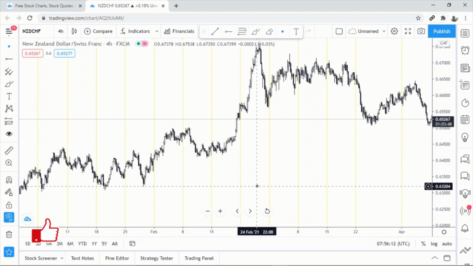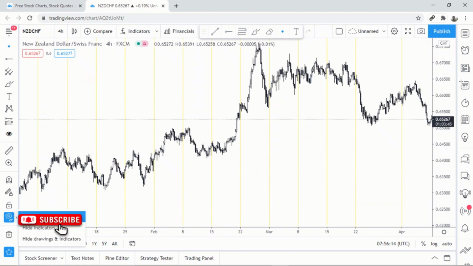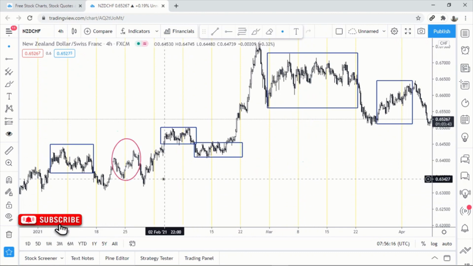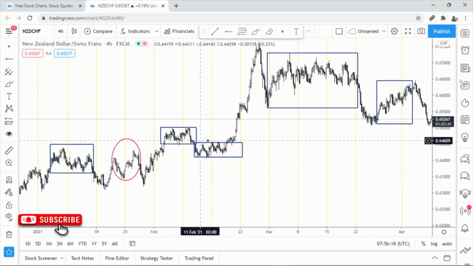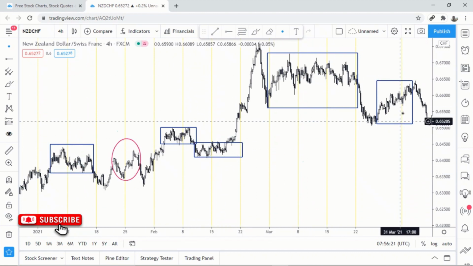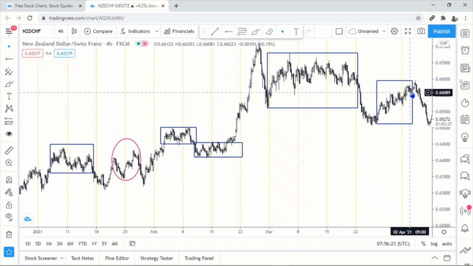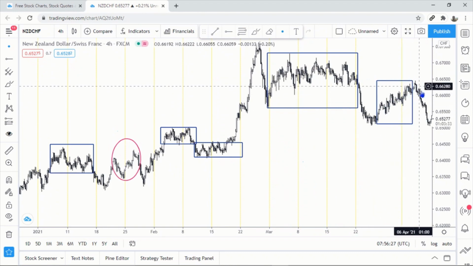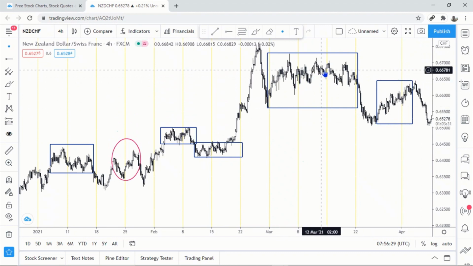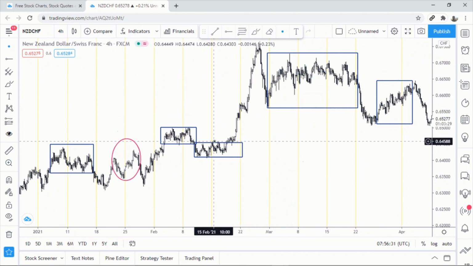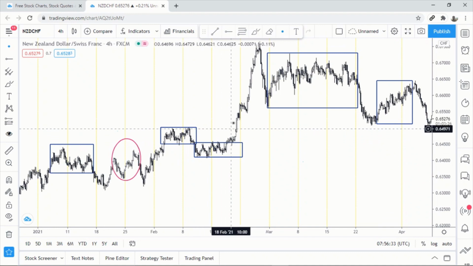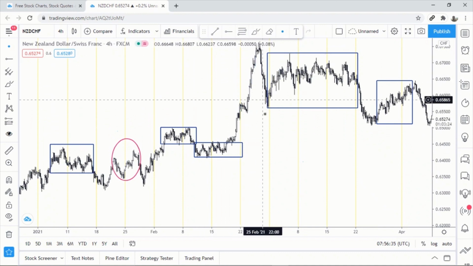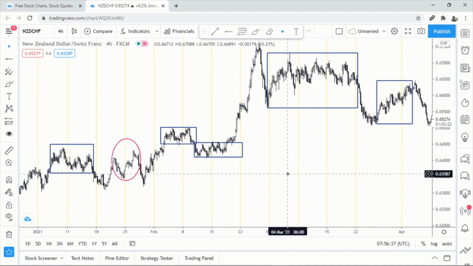So considering this NZD/CHF chart, we have areas of ranges and areas of trending. This is what I mean by that. So all the rectangled areas are areas that ranged, and all the areas that are clean were areas that trended. After this very range, the market trended. Also after this range, the market trended. Same thing after this range, the market also trended up over here.